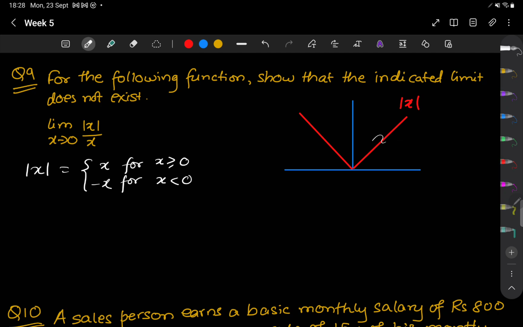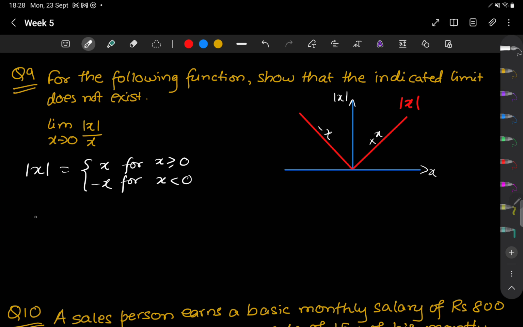So you can clearly see that this is plus x. So this is the x axis. This is the y axis, which is mod x. And this side is negative x. So that's the graph for mod x, and that's why this piecewise definition.